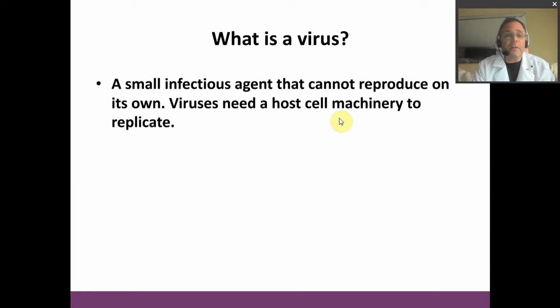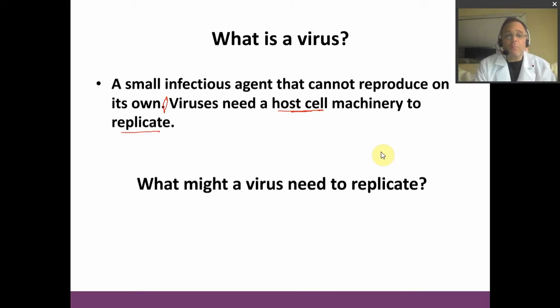So what is a virus? A small infectious agent that cannot reproduce on its own. Viruses need a host cell machinery to replicate. So standing alone, a virus cannot make more viruses. The only way that they can is if they infect a cell. Kind of like a parasite can get into an organism in order to feed off of it. Well, it's not even actually feeding. It's just hijacking the machinery to make more of itself.